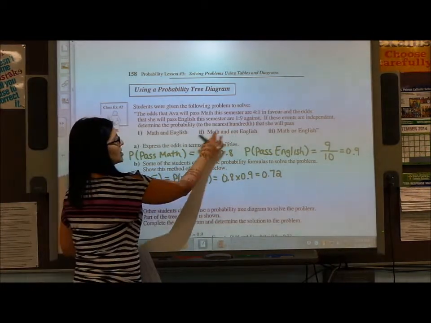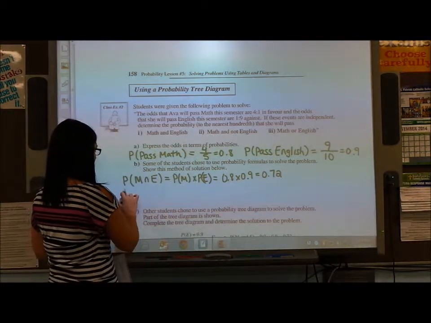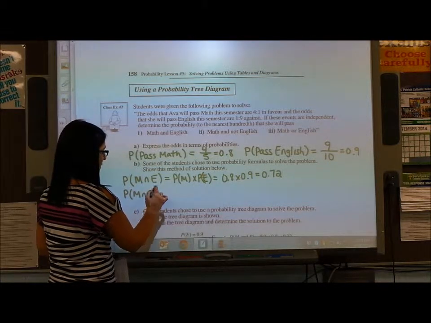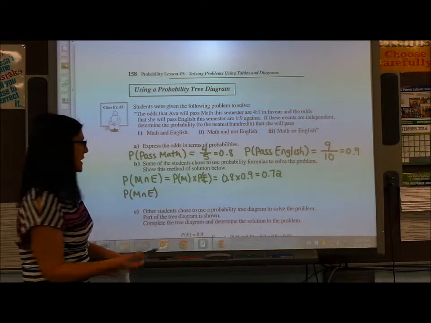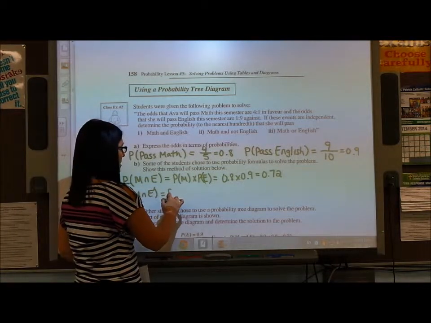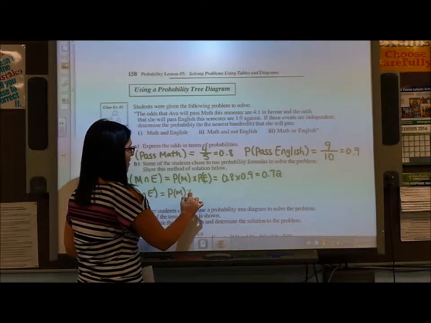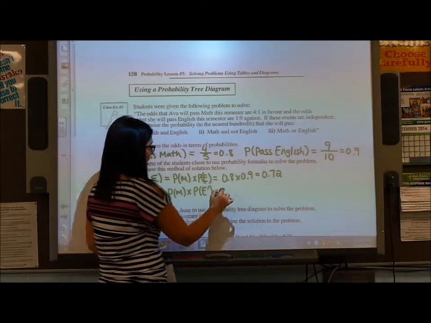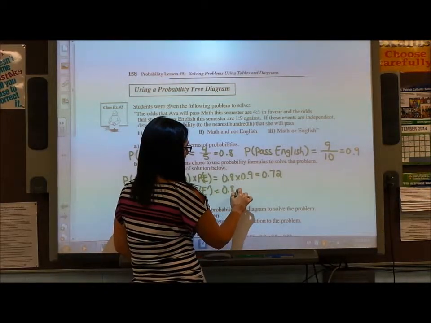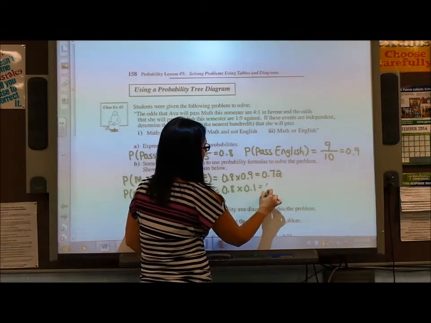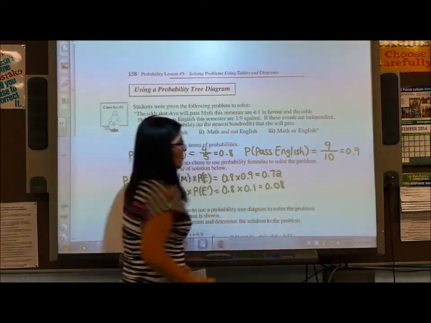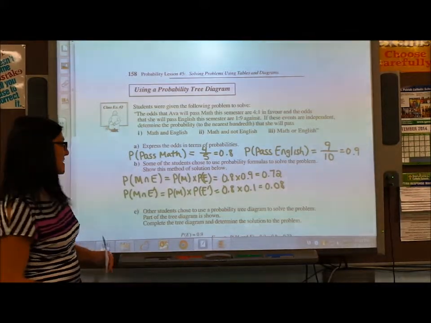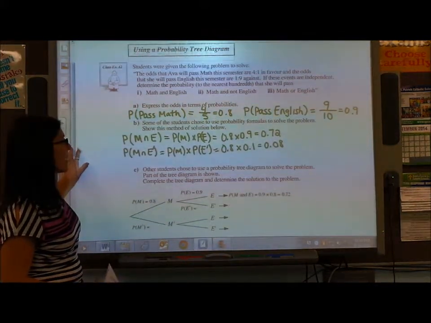The probability that she will pass math and not English, that becomes E prime for not English, not passing English. So probability of math times the probability of not English becomes 0.8 times 0.1, which gives me 0.08. So she has an 8% chance of passing math but not passing English.